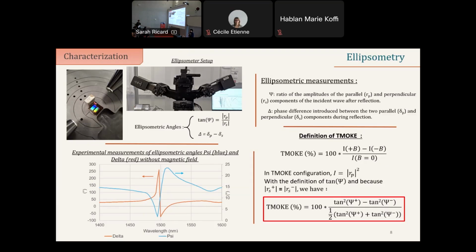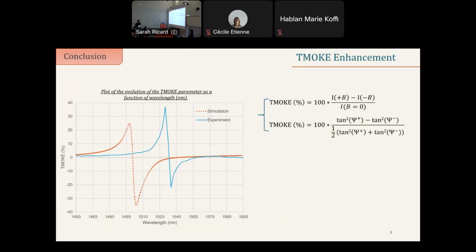Is that clear? For the experimental plot or the simulation, we can use both of them. It depends on which value we obtain with the measurement. With ellipsometry, we have access to psi, so we can use psi. But with simulation, we can directly have access to the intensity, so both are possible.